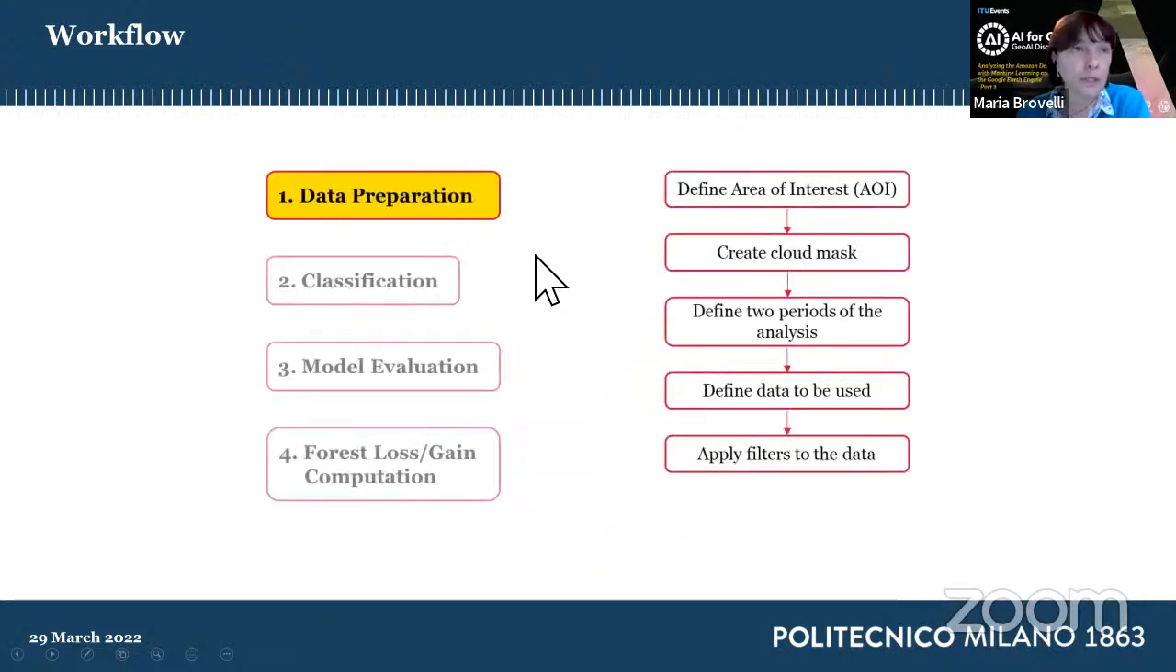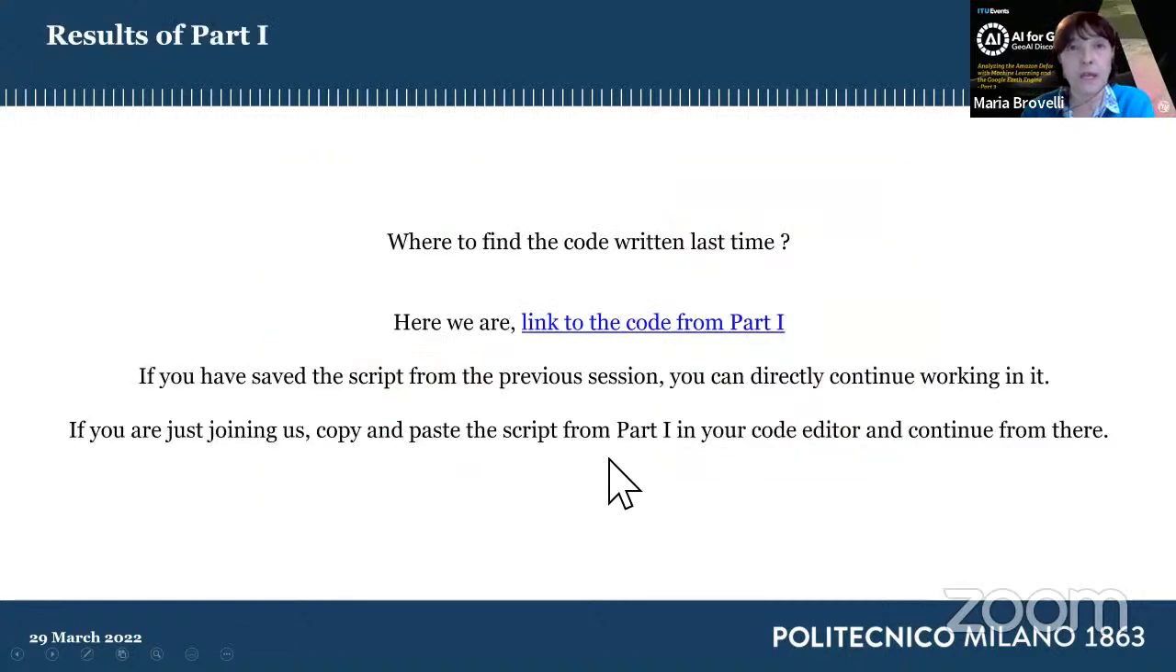With respect to data preparation, just for recapping, I want to remind you that we defined the area of interest. We defined the cloud mask, because as we are dealing with multispectral images, obviously, if there are clouds, we have to remove the effect of clouds. Then we defined two periods for our analysis. We defined which data we wanted to use, and we applied the filters to the data. Today, as we said, we will see the classification, model evaluation, and forest loss, forest gain.